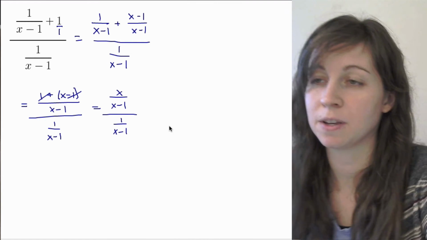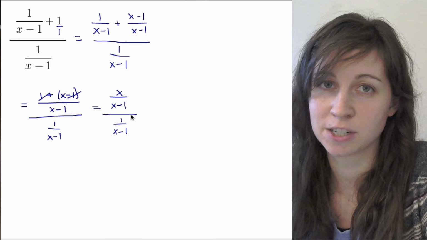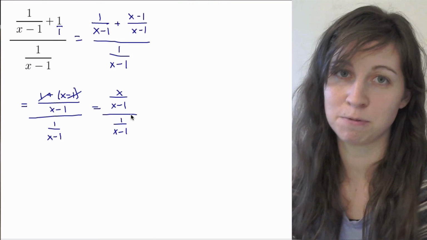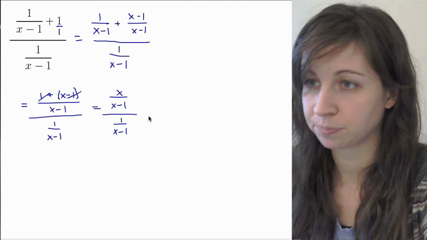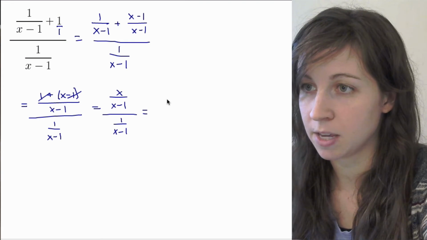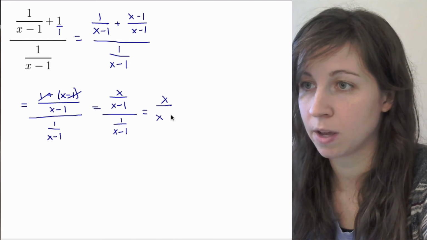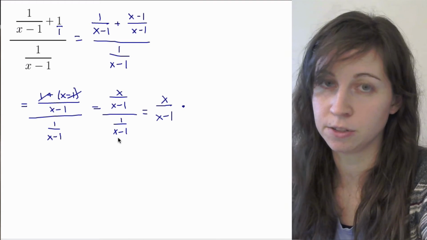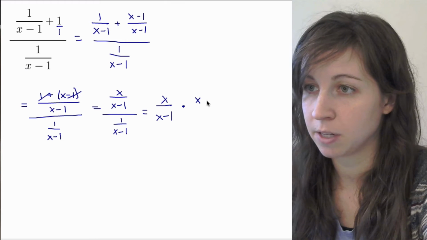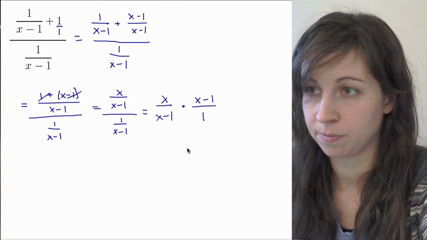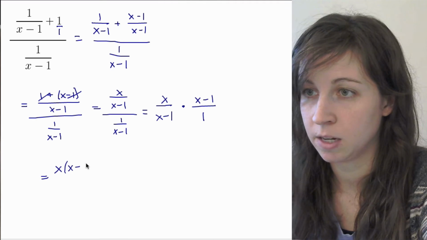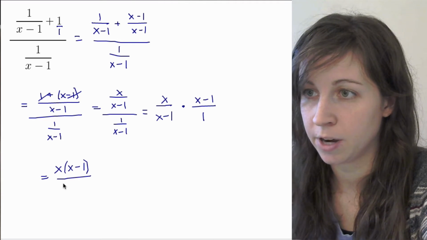And once we're at this point, I look at it and I realize I just have 2 fractions now. So we can pretend we're dividing and flip the second fraction to multiply. So this will be x over x minus 1 times, I'll flip this second fraction, do the inverse of it. So we'll have x minus 1 over 1. If we multiply these, we'll get x times x minus 1 over x minus 1 times 1.